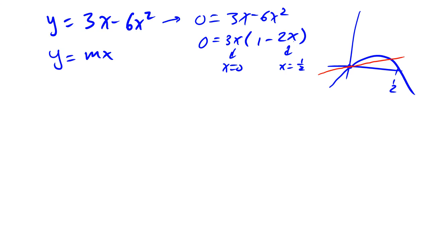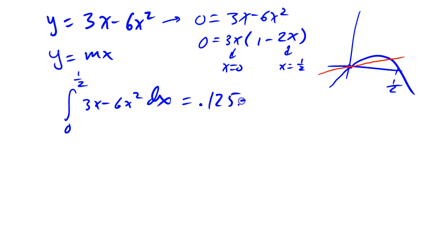Well, the first thing I want to do is figure out how much total area there is so that I know how much half of it is. So first thing is just to integrate from 0 to 1/2 of this 3x minus 6x squared dx. And I'm going to just do that on my calculator. So it is equal to 0.125, which actually is equal to 1/8. So half of that area is going to be 1/16.